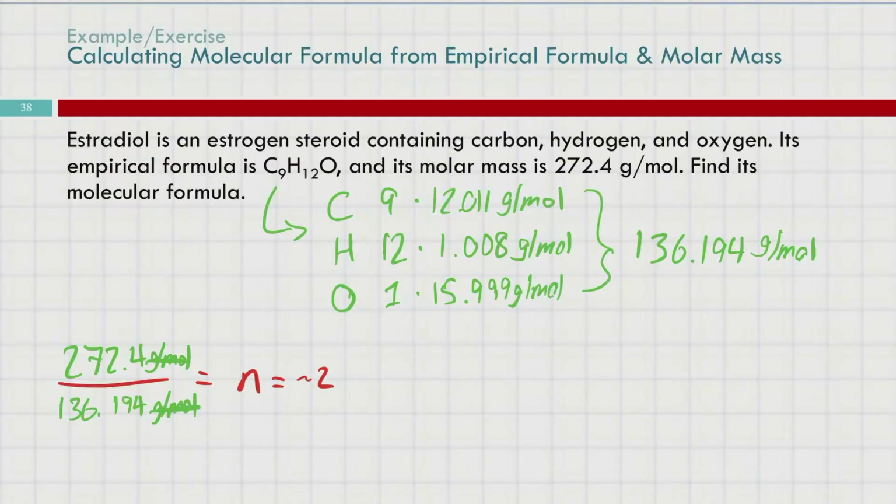Then we take our empirical formula, C9H12O, and we multiply our subscripts by 2 to turn this into C18H24O2 for our molecular formula. Questions? Great, then we'll stop there. That is chapter 4.